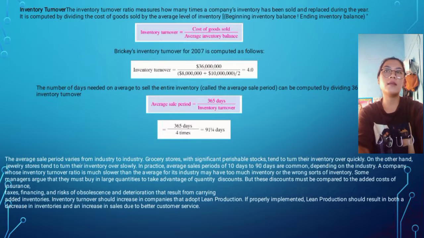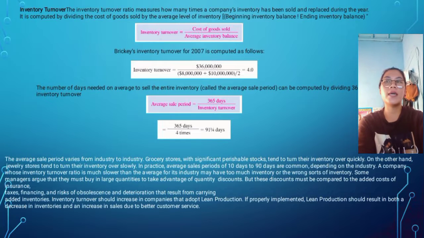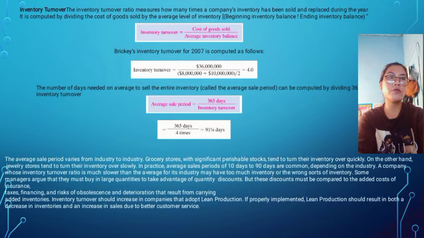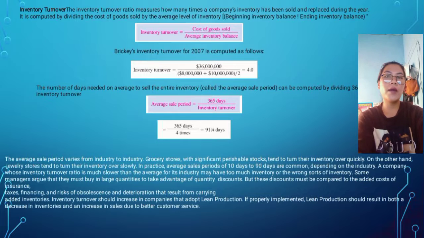The number of days needed on average to sell the entire inventory, called the average sale period, can be computed by dividing 365 by the inventory turnover. The average sales period varies from industry to industry. Grocery stores with significant perishable stocks tend to turn their inventory over quickly. On the other hand, jewelry stores tend to turn their inventories over slowly. In practice, average sales periods of 10 days to 90 days are common, depending on the industry.